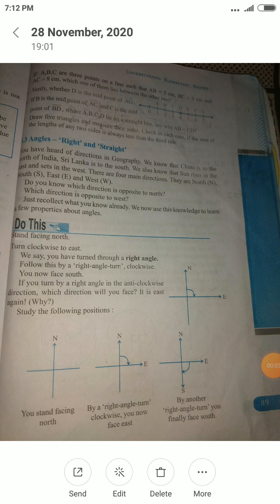This concept is angle. What is an angle? When the hand of a clock moves from one position to another position, we have an example for an angle. That means it is formed by two rays. When two rays meet at a point, they form an angle.